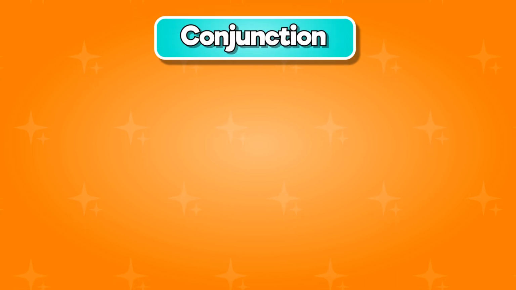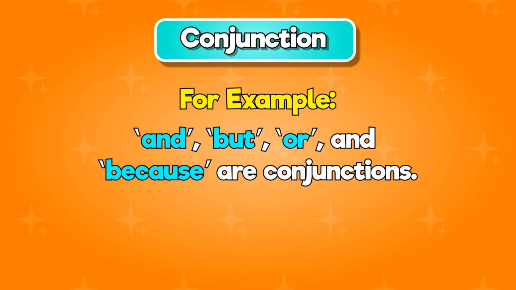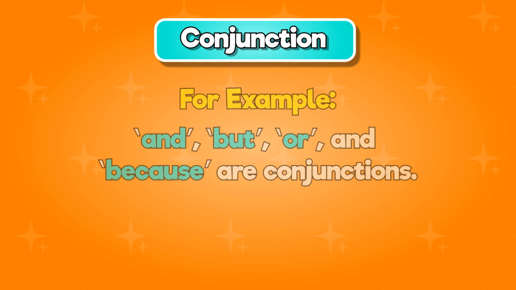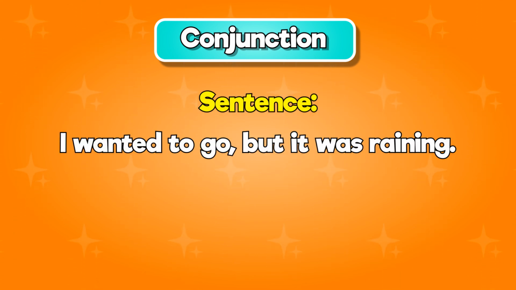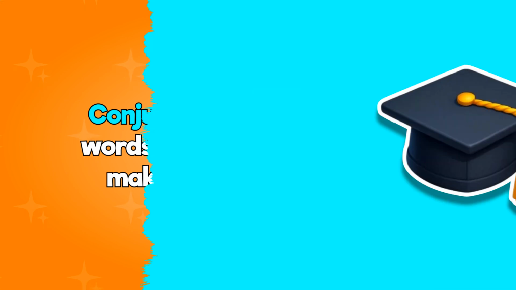Next, we have conjunctions. A conjunction joins words, phrases, or clauses. For example, and, but, or, and because are conjunctions. Example sentence: I wanted to go, but it was raining. Here, the conjunction in the sentence is but. Remember, conjunctions help us connect words, phrases, and clauses to make sentences smoother.